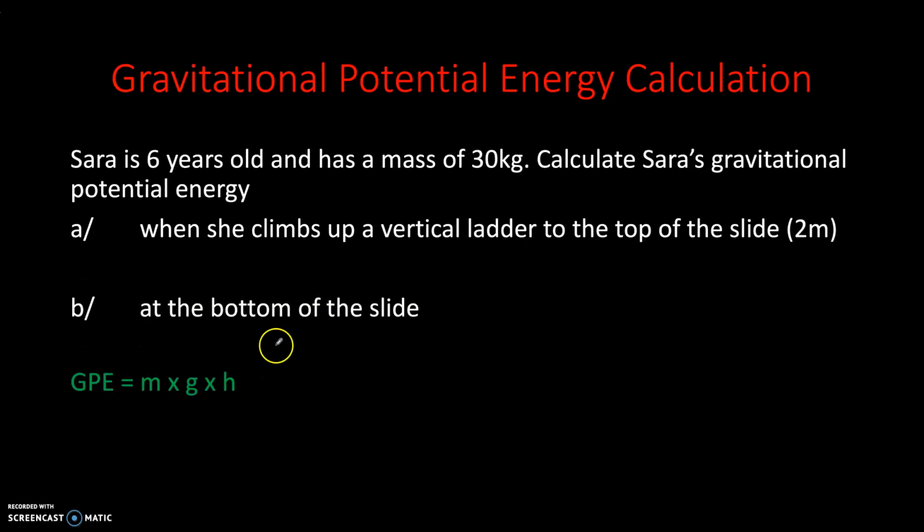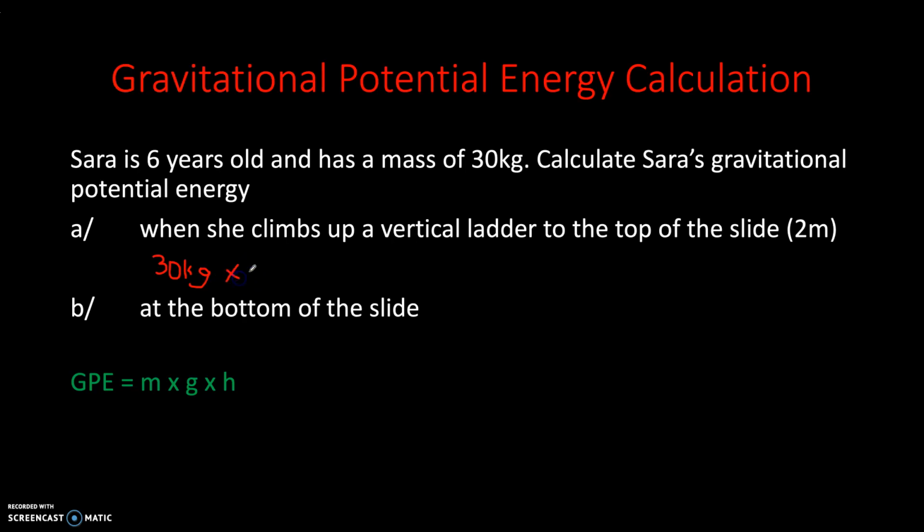Okay, let's practice together. Sarah is 6 years old and has a mass of 30 kilograms. Calculate Sarah's gravitational potential energy. So we want to input these values into the formula. GPE equals mass. Now Sarah's mass is 30 kilograms. Okay, and I probably don't even need to write the unit. I can just say 30.